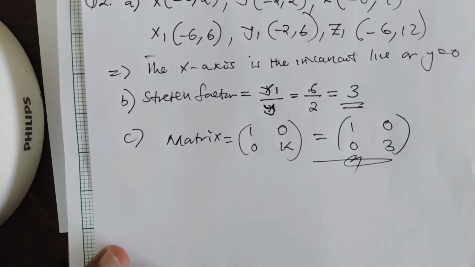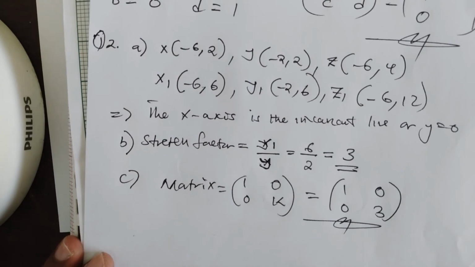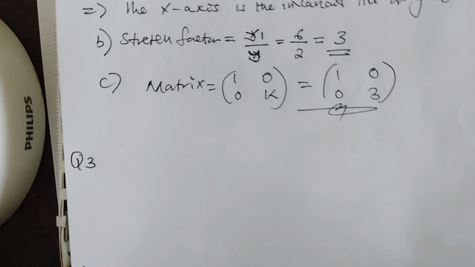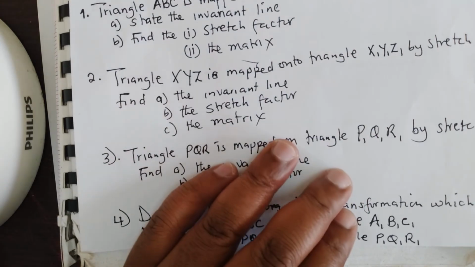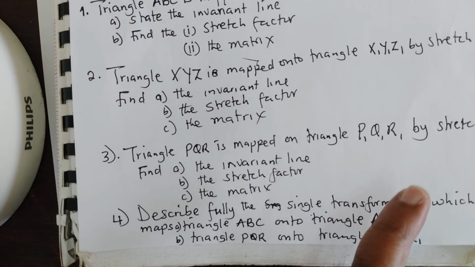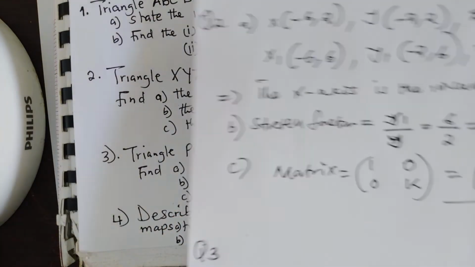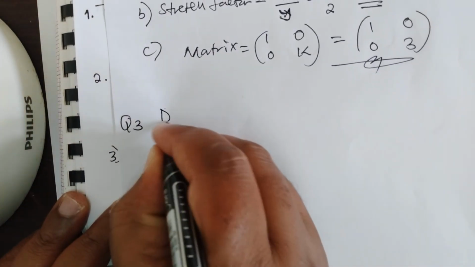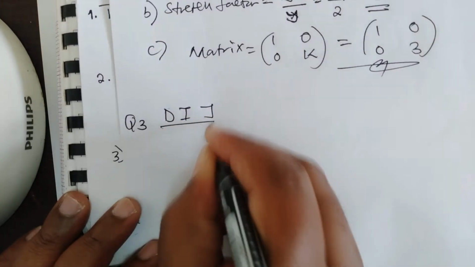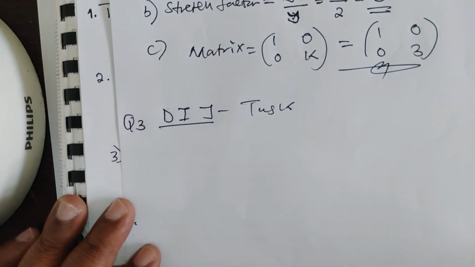All right, then we go to the next question, question 3. Question 3 is saying triangle PQR is mapped onto triangle P1, Q1, and R1 by a stretch. Find the invariant line, stretch factor, and the matrix, which is exactly what we are doing. So this one, I'll say do it yourself. You can try this one, it's your task, but the approach is the same.